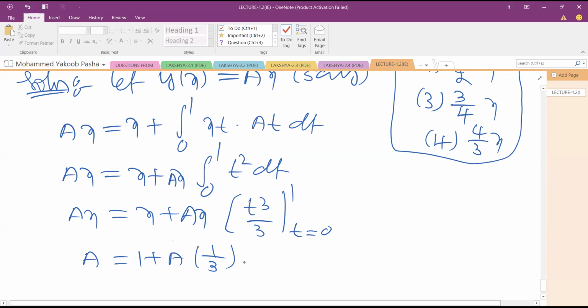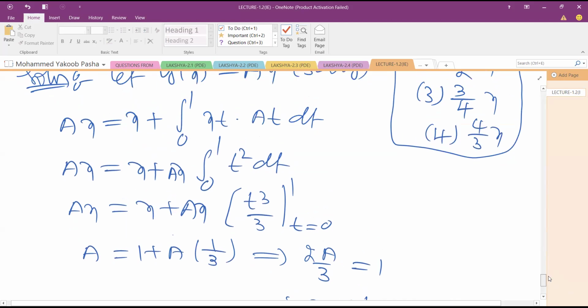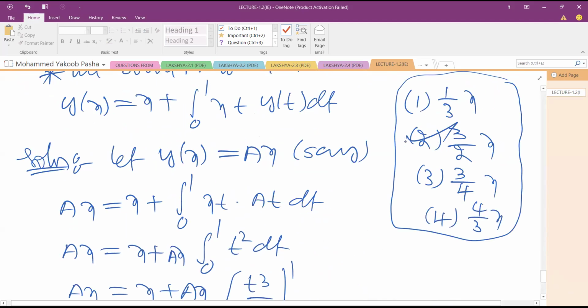Okay, so this becomes 2a by 3 is equal to 1, means a is equal to 3 by 2. a is equal to 3 by 2 means y of x is equal to a into x, that is 3 by 2 into x. So what is the right option? 3 by 2 x. Second option is the right option.